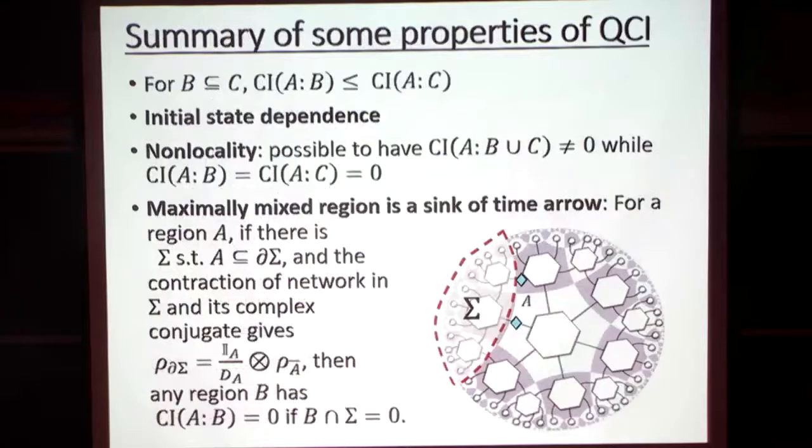Okay, so in summary, we have shown several key properties. The causal structure in general depends on the initial state, and it generally is not local. There is a particular case of the initial state dependence, which is what I call the maximally mixed region. A maximally mixed region is always a sink of time arrow, which means that if you have a region that's maximally mixed, then it cannot be the future of anything. There's nothing going out of it. So.